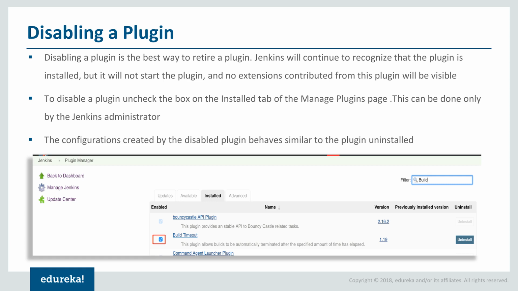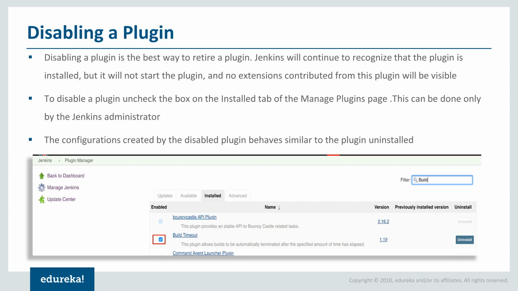And to disable a plugin, you just need to uncheck the box on the Installed tab of the Manage Plugins page. This can be done again only by the Jenkins administrator. Most of these operations which you are performing under the Manage Jenkins section are typically done by the Jenkins administrator. And the configurations created by the disabled plugin behave similar to the plugin uninstalled. What it means is that even in this case, when you disable a plugin, any stale data, any old data pertaining to this plugin will remain there unless you go ahead and delete it manually. So again, the best way would be to go to the Manage Old Data section and get rid of the data which is not needed anymore.